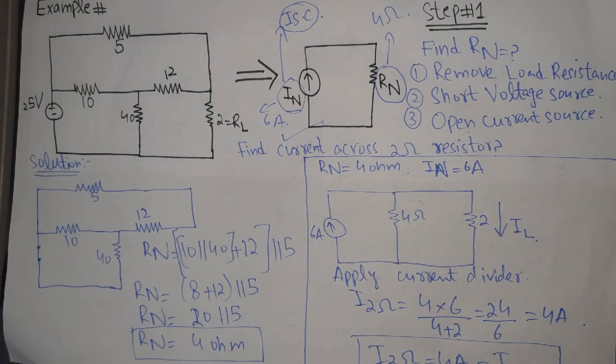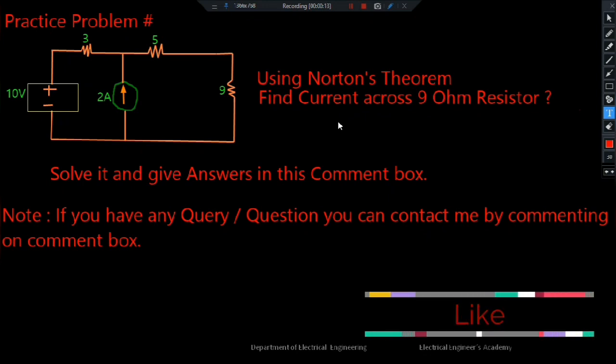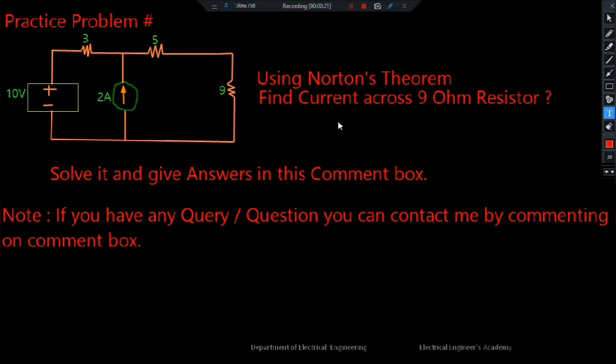We found it. Now students, I will give you a practice problem on Norton's theorem. You need to solve that problem by hand and clear your concept. It looks similar to this problem. Students, in this practice problem, you need to find the current across the 9 ohm resistor using Norton's theorem, with a similar method to the one I applied in my lecture's example.